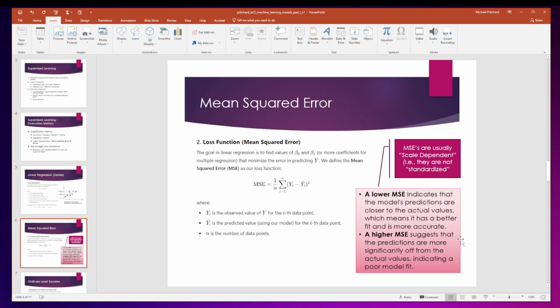It means that the model's predictions are more closely approximating the actual real-world values we're seeing occur. And that's important. And if it's a higher MSE, at the top end of that scale, then we've got a problem with our model and it's probably not useful. In other words, it's not a good predictor.